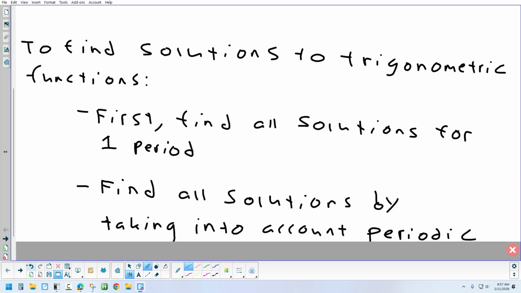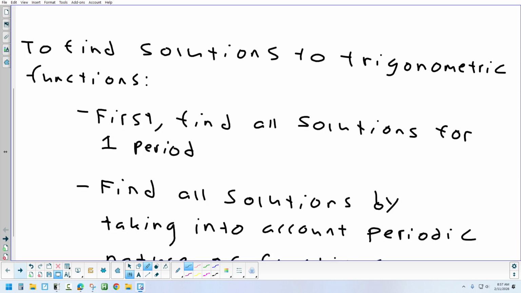Okay, so just a reminder what it means to find all solutions to a problem, and we've done this many times. First thing you have to do is find all solutions in one cycle. So that requires us to know the two formulas, pi over b and 2 pi over b. So 2 pi over b is used for the sine, cosine, secant, and cosecant. Pi over b, tangent and cotangent. Knowing how to find the period of the basic trig functions is going to help you find the period of the complex ones.